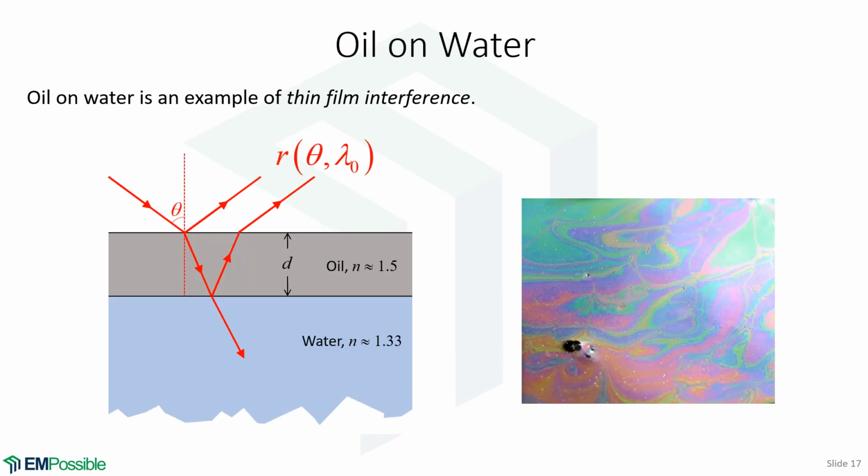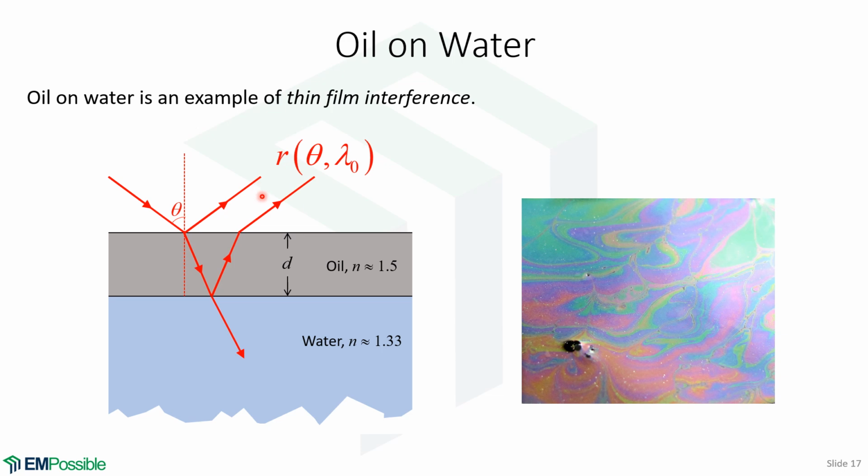Another great example of the dielectric slab is oil on water, right? There's no rainbows in oil, there's no rainbows in water, yet when you put oil in water, suddenly there's rainbows. And it's an interference effect. So imagine you got a beam of light coming in, right? Some reflects, some transmits. It's bouncing back and forth in this oil film.